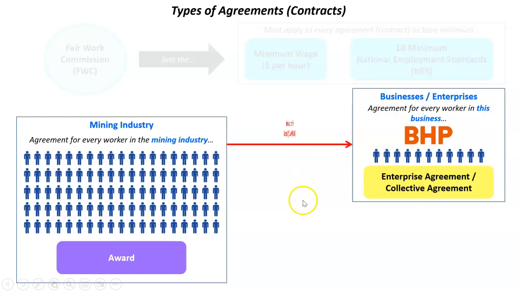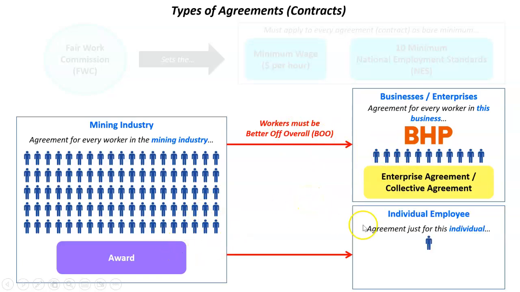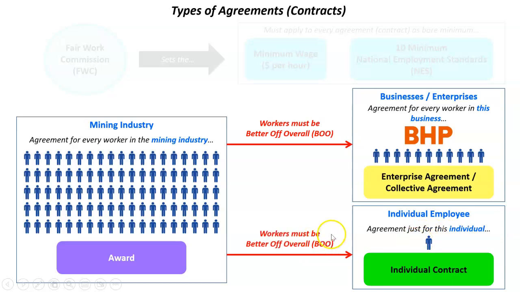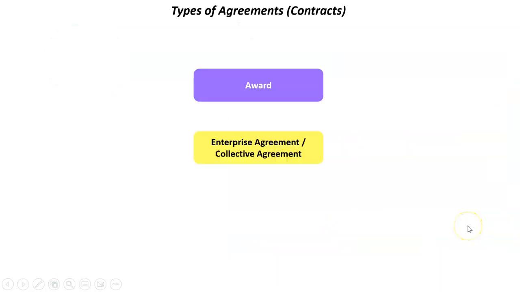That must leave workers better off overall, or pass the BOOT test. So it's got to be better off than what they would have got on the award. Otherwise, there's no point to it. We also have an individual contract. Maybe we've got one superstar employee, so we just give them their own contract, and that's obviously called an individual contract. And again, that must leave the worker better off overall. So they're the different types of contracts that we've looked at: awards, enterprise agreements, and individual contracts.